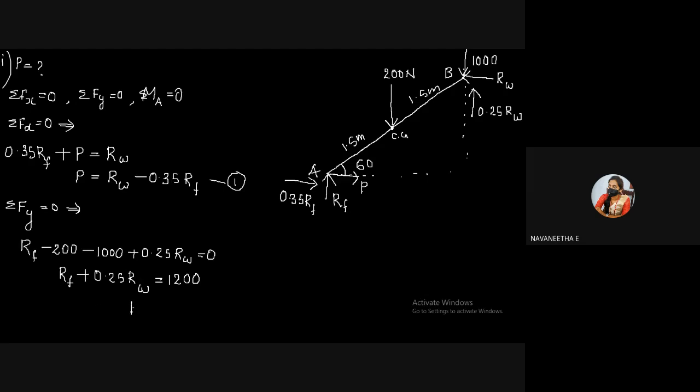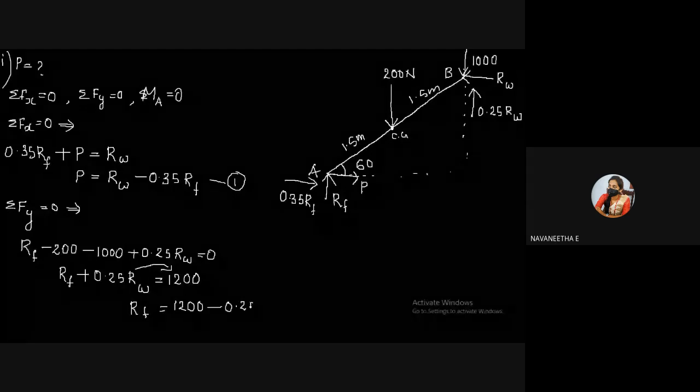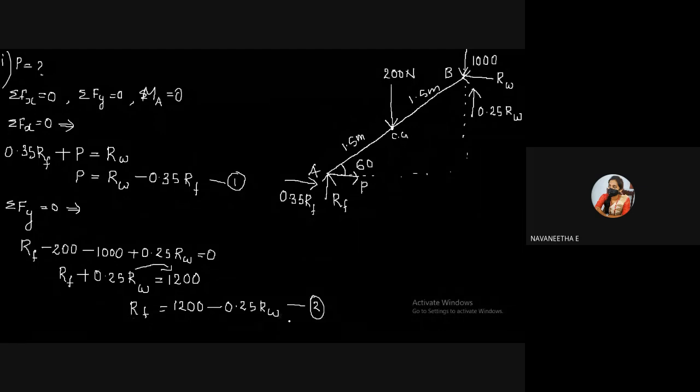That is RF equal to what? We can take 0.25 RW to the right hand side of the equation, so RF equals 1200 minus 0.25 RW. Okay, so this will be the second equation. So here there is a relation between RF and RW, so we can put this equation in our equation number 1.